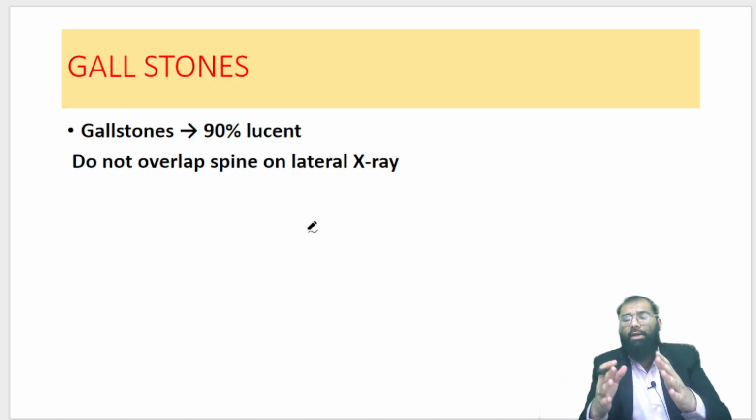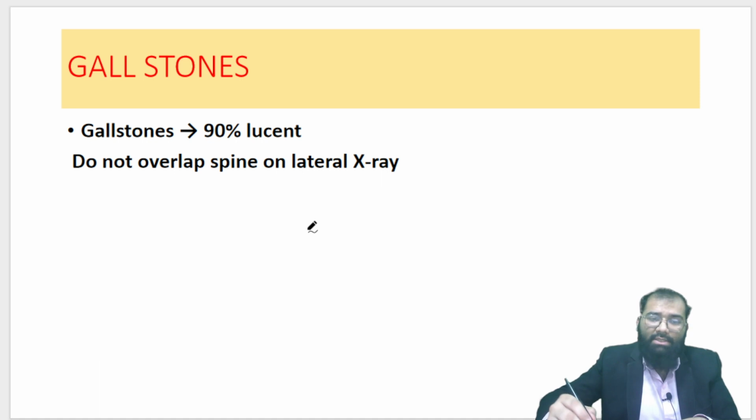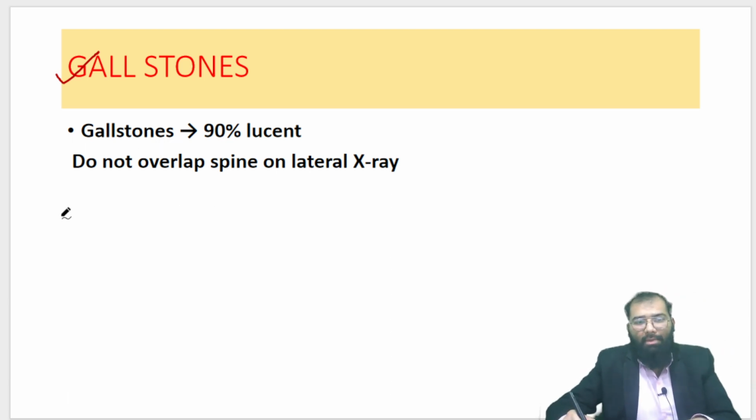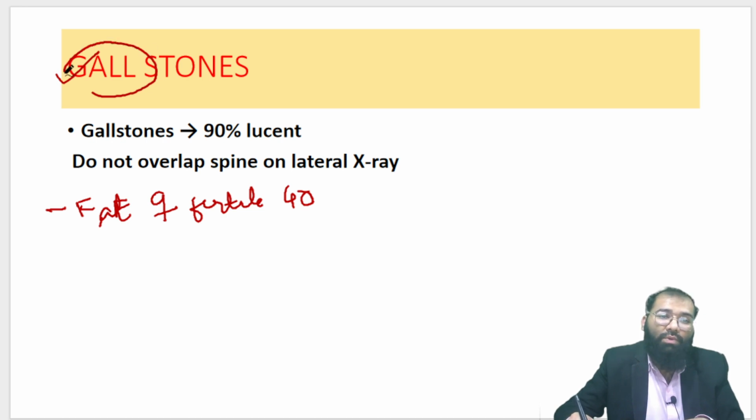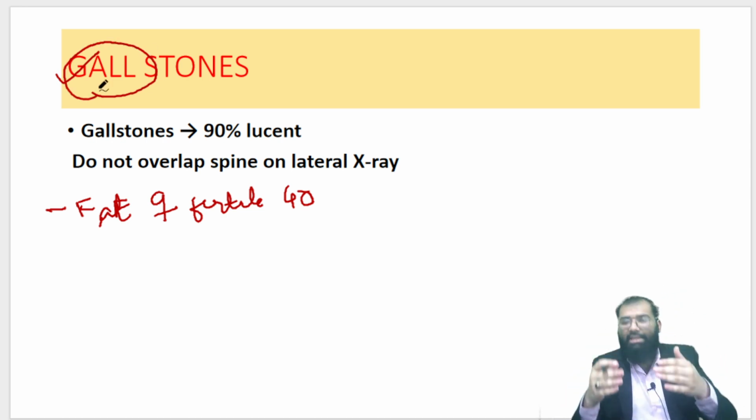Now we come to gallstones. The first and foremost very important pathology which is seen in the gallbladder. You all know that surgery mnemonic which we say: fat, fertile, female, 40. So 4 F's. If you have a fat, fertile female of the age of 40, that increases the chances of having gallstones. So you should always look for the history.